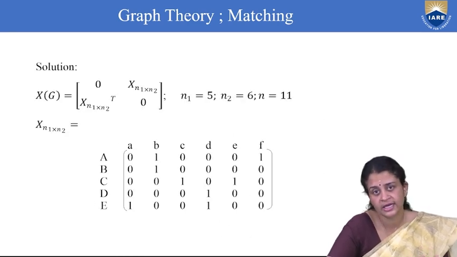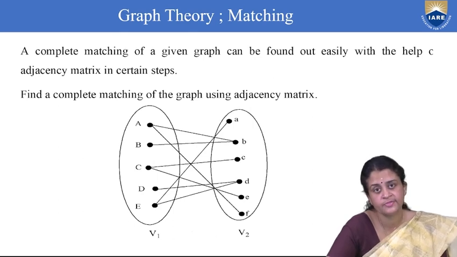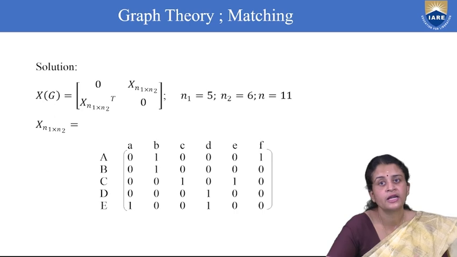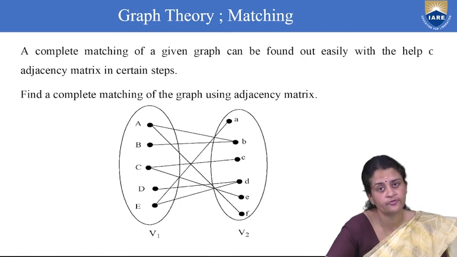For that, first we have to write the adjacency matrix like this. First, x12, how can we write it? Here we are taking A, B, C, D, E and a small a, B, C, D, E, F, and we are writing that like this. A is adjacent to B and F.